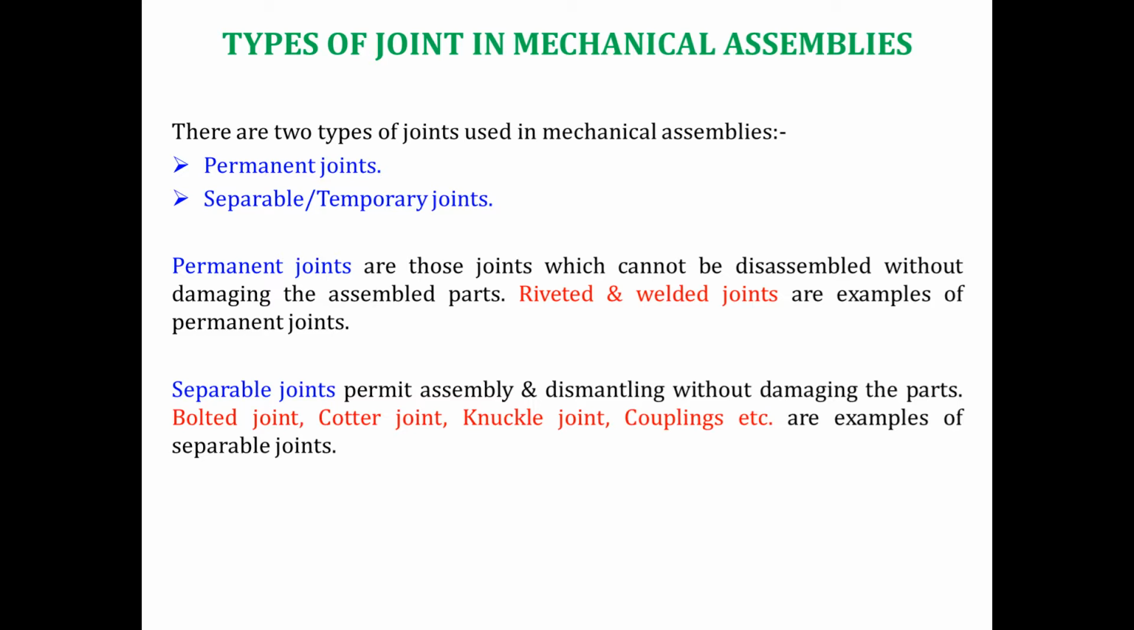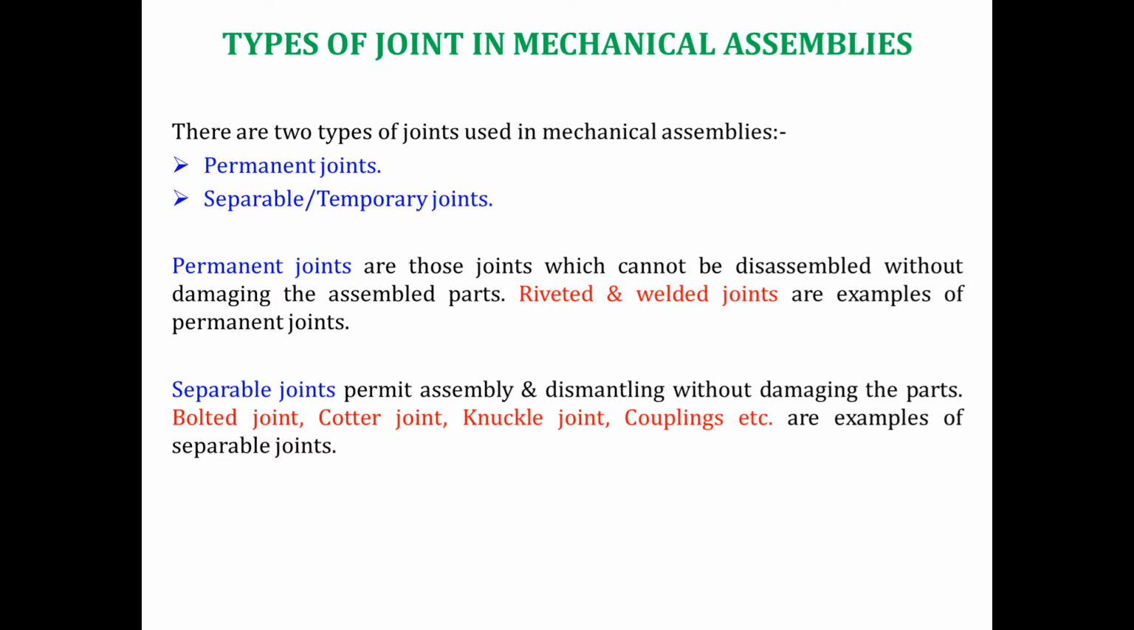Next is your separable joint. Now, what is a separable joint? Separable joints are those joints which permit assembly and disassembly without damaging the parts. That means in a separable joint you can dismantle anytime as well as assemble the parts anytime. Very famous examples of separable joints are bolted joints, cotter joint, knuckle joint, different types of couplings, etc.